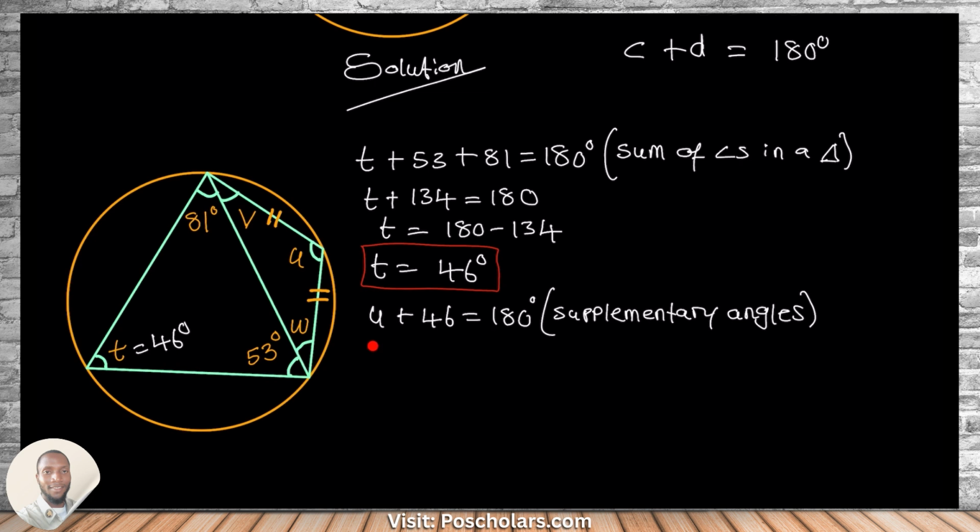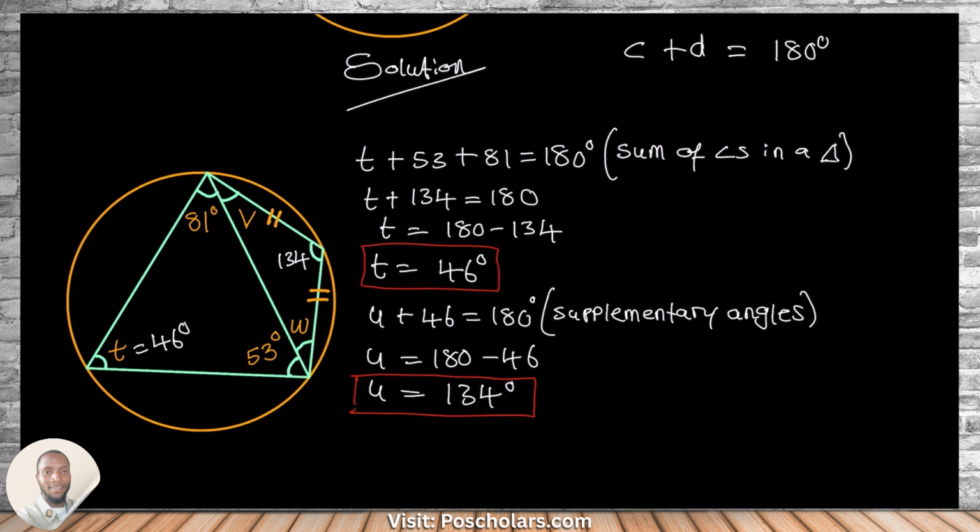Now, let's calculate this. You have U is equal to 180 minus 46, right? Then U is equal to 134 degrees. You see, we have gotten the value of U. So now we'll move to the next letter. Which other letter can we find? We know U now as 134. Let me erase it and put the value since we have gotten it. Next, we need to find the value of V and what?